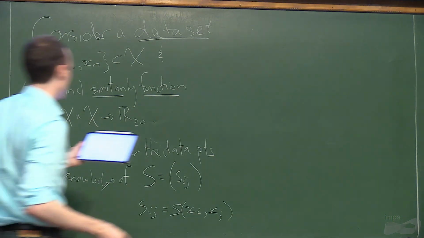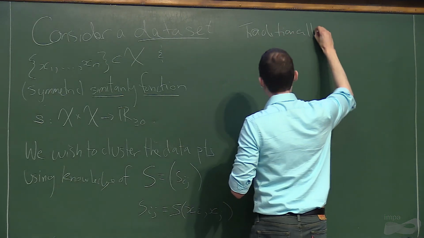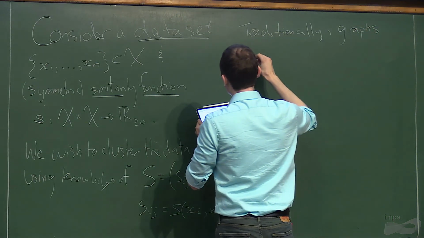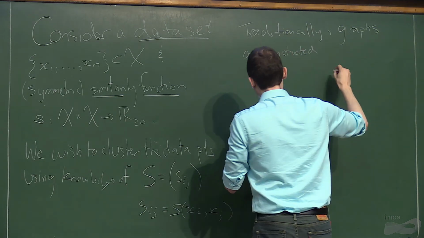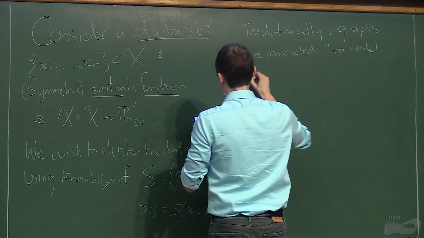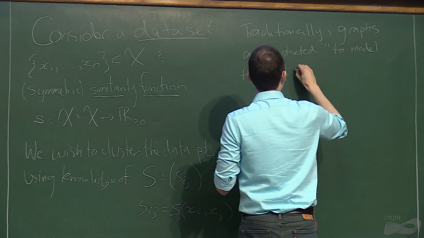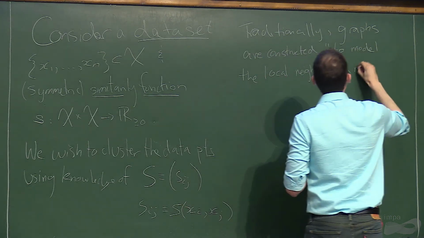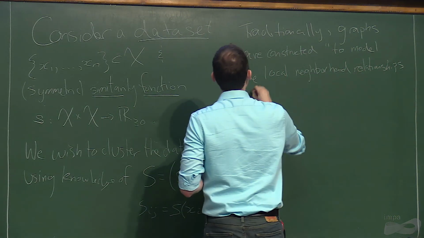So using knowledge of this, and so now a claim, traditionally the process of constructing graphs to, quote, model the local neighborhood relationship between data points.